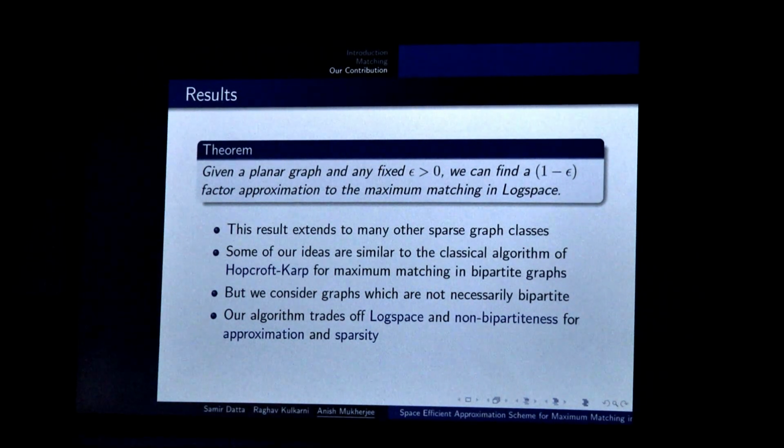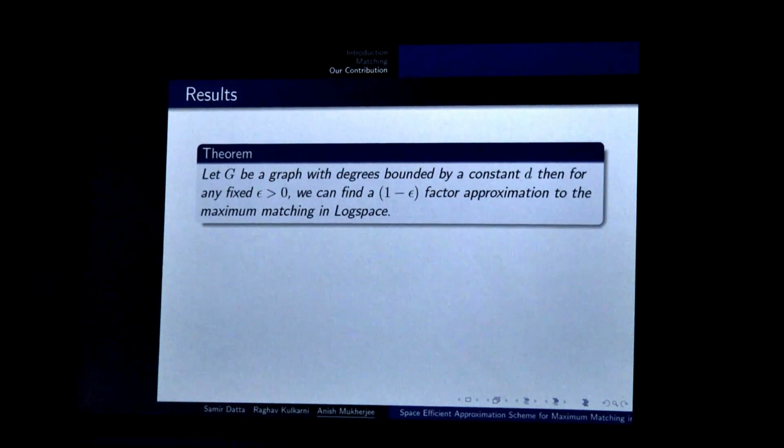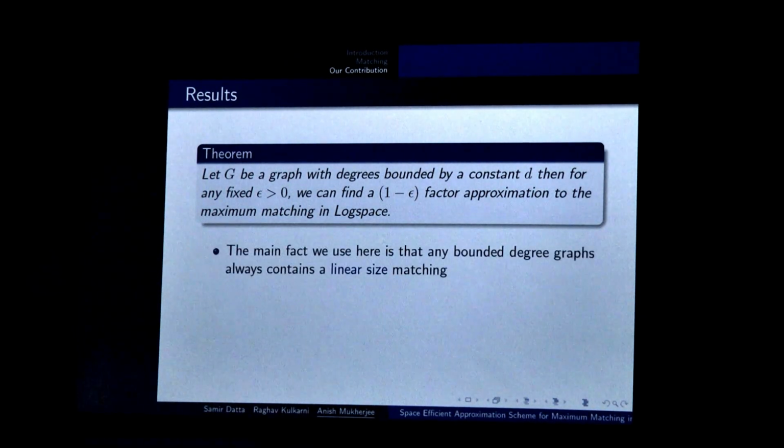So the basic idea is to reduce the planar graph to some bounded degree graphs first. And then we show that, suppose a graph is given where degree is bounded by some d, we can find a 1 minus epsilon factor matching in log space. The idea to exploit is that it always contains a linear size matching, a large matching.